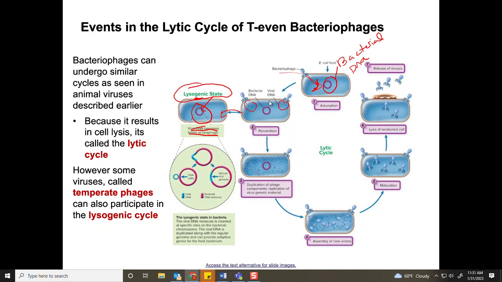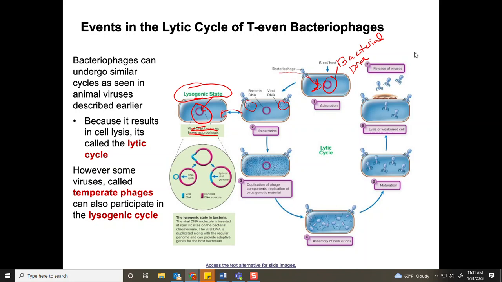So alternatively, we can have penetration occur and duplication of the phage, the bacteriophage's components, and replication similarly to how we saw in animal cells. We see assembly, maturation, and then towards the end we will have lysis of the weakened cell because it gets so packed with all these bacteriophages it just cannot maintain, it cannot keep going. The bacteria cell ruptures and that releases these new viral particles that can then infect other cells.